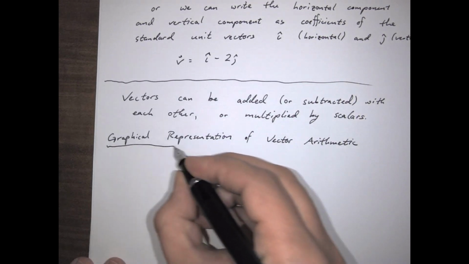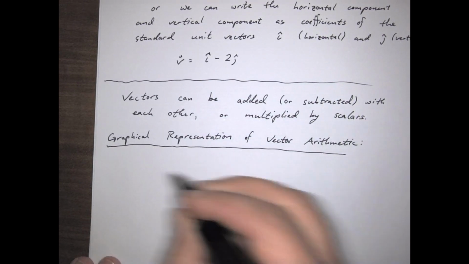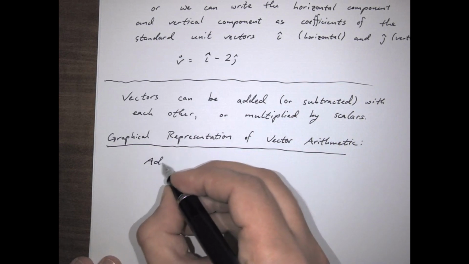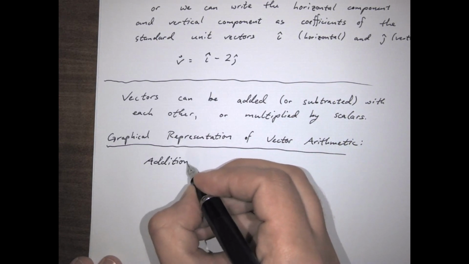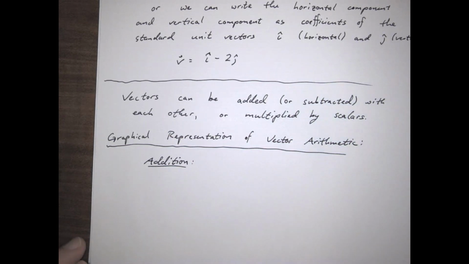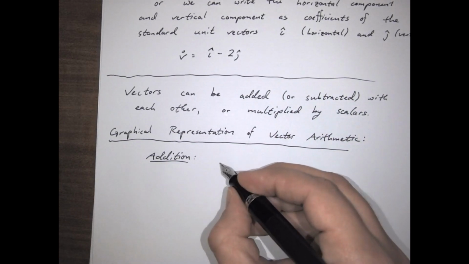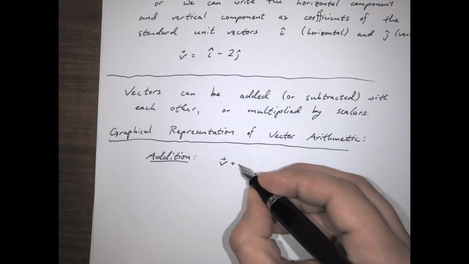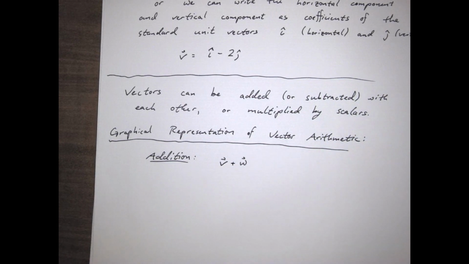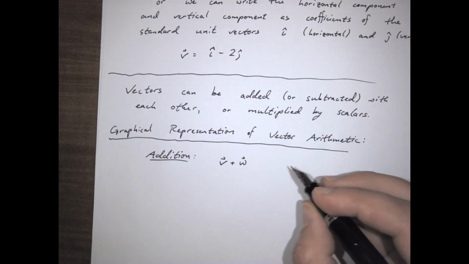Graphical representation of vector arithmetic. So first off, addition. So v plus w represents the new vector that you would get by taking first v and then on top of that also w. And the way that works is like this.